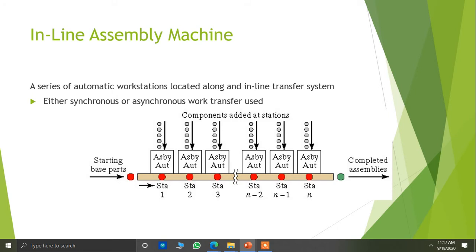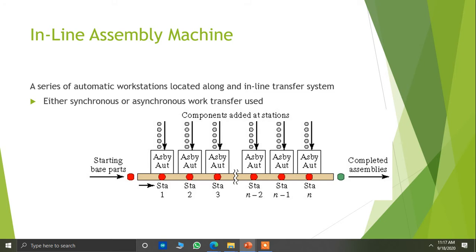In inline assembly machines, you have a series of automatic workstations that are located along the inline transfer system. That means your transfer system will be inline, your assembly systems will have the inputs, the components that are added at the stations, and the assembly process happens. Once the object is finished, it will pass on to the next machine, or maybe it could be a series of machines where all the things are added together. Okay, all the things are assembled.